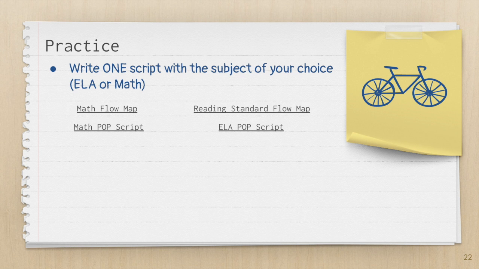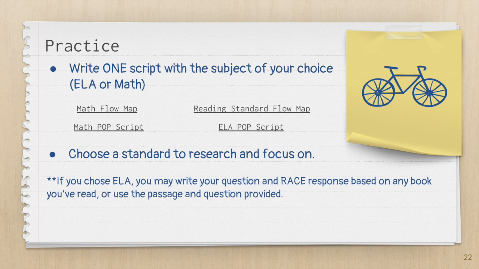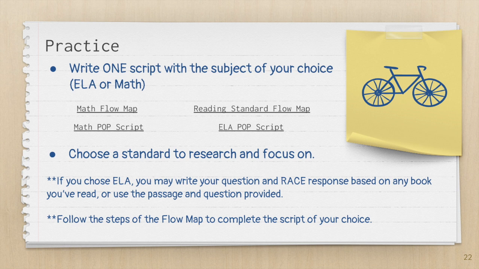The best way to fully understand the components and efforts it takes for a student to create a script is for you to create your own script. First, choose a subject, either ELA or math. Then, choose a standard to research and focus on. You could go to the Common Core website to choose your standard. If you choose ELA, you may write your question and response based on any book you've read, or use the passage and questions provided. Use the flow map to help keep you on track for creating your script. Pause this video to work on your script. Please pause this video again to share and discuss your scripts with your group.